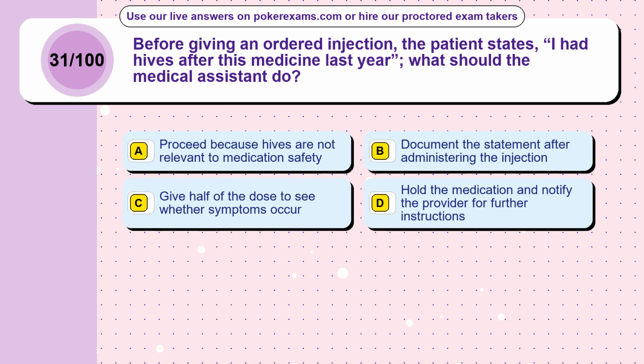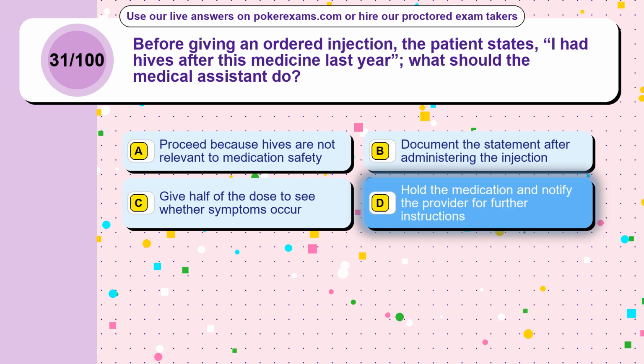Question 31. Before giving an ordered injection, the patient states, "I had hives after this medicine last year." What should the medical assistant do? Option A. Proceed because hives are not relevant to medication safety. Option B. Document the statement after administering the injection. Option C. Give half of the dose to see whether symptoms occur. Option D. Hold the medication and notify the provider for further instructions.